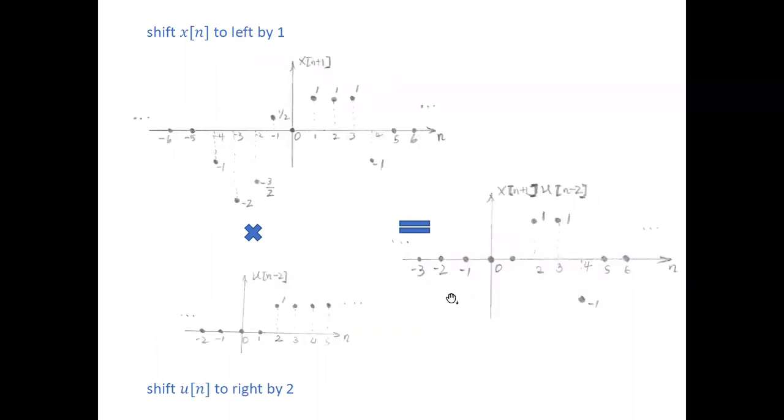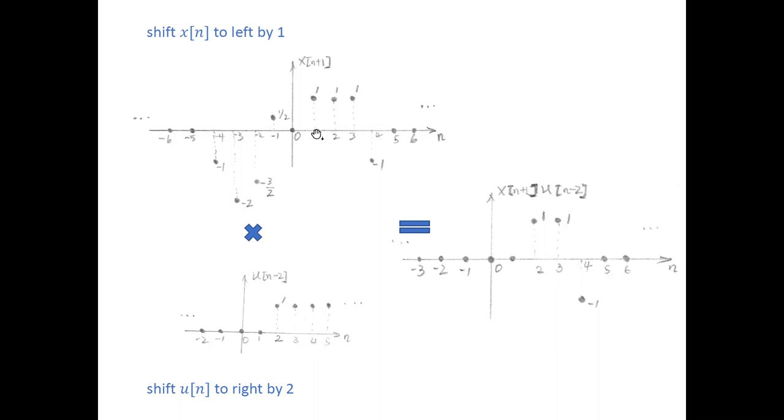And in a similar manner, we can look at x[n+1] times u[n-2]. First, x[n+1] is the time shift of x[n] to the left by 1 unit. So we plot the time shift here. u[n-2] is the shift of u[n] to the right by 2 units. The standard unit step u[n] jumps from 0 to 1 at n equals 0. After the shift, it jumps at n equals 2. So this is what it looks like.